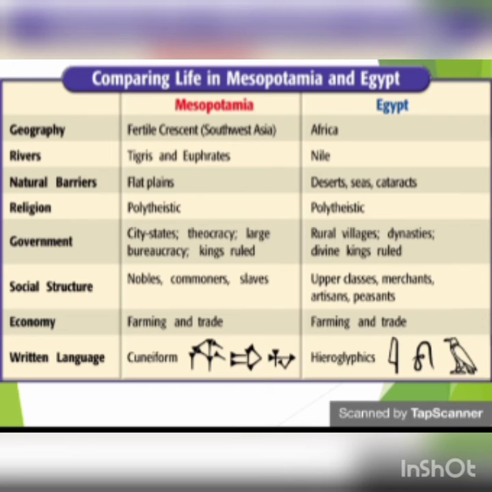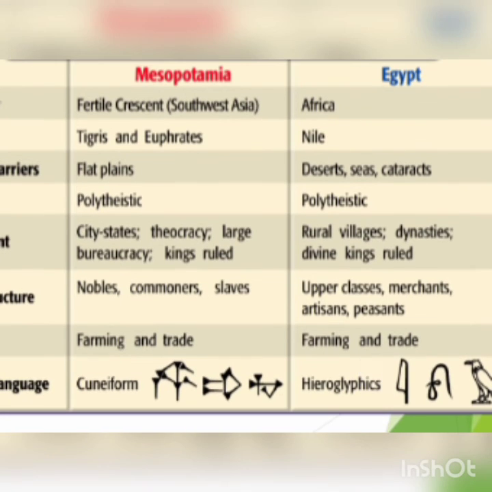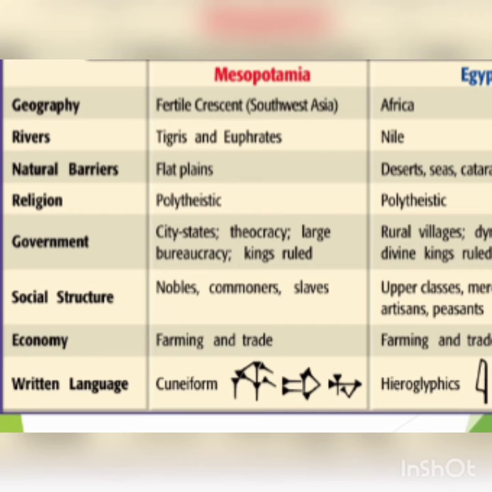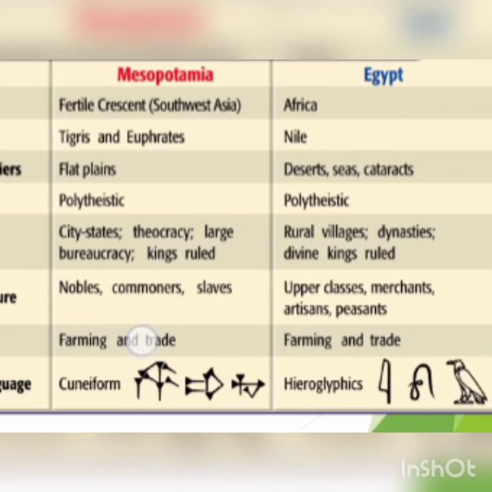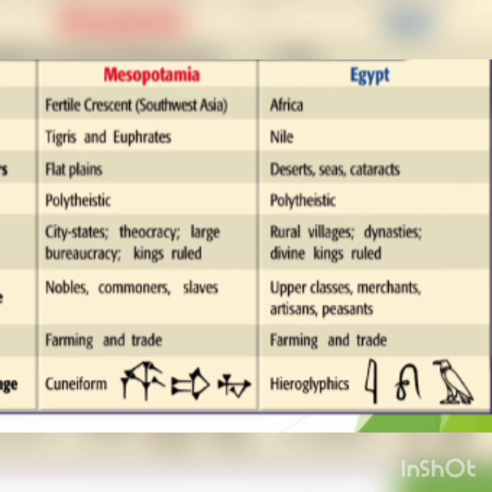Then religion. Both were believing in several gods, that is, polytheistic. Then regarding the government, in Mesopotamia it was city-states, then theocracy, that is, a large bureaucracy. Kings ruled. Here it was divided into rural villages, then dynasties, then divine kings ruled. Then the social structure: in Mesopotamia there were three categories, nobles, commoners and slaves. Here it is upper classes, merchants, artisans and peasants. Peasants in the sense they were slaves, common people.